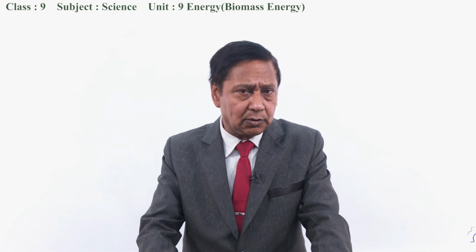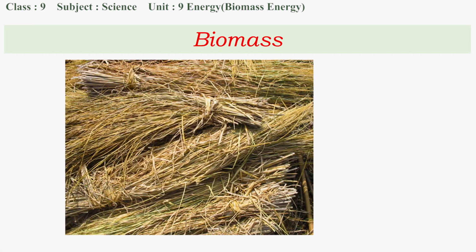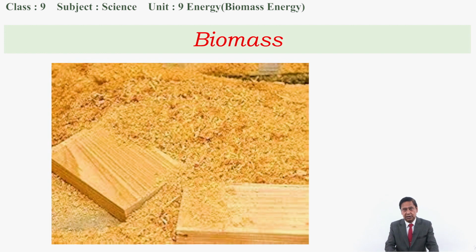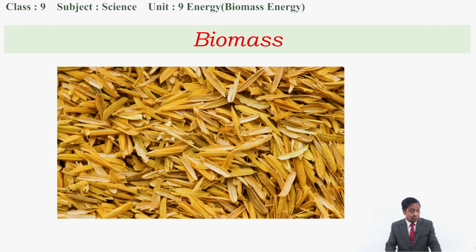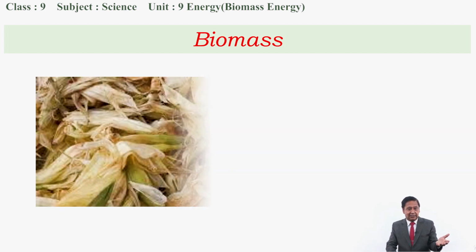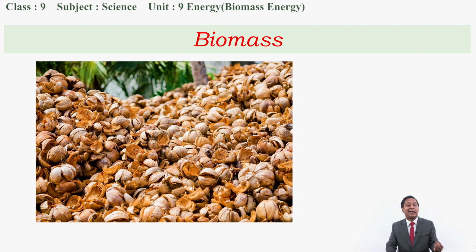Okay, now do you know what is biomass? All these are biomass. This is straw, which is one of the important biomass. This is sawdust. This is another biomass. And this is rice husk. It is another biomass. There are many biomass. I mean to say, biomass is available in different varieties. This is maize husk. This can be used as biomass to get energy. And this is the shell of coconut. All these are available in the villages.